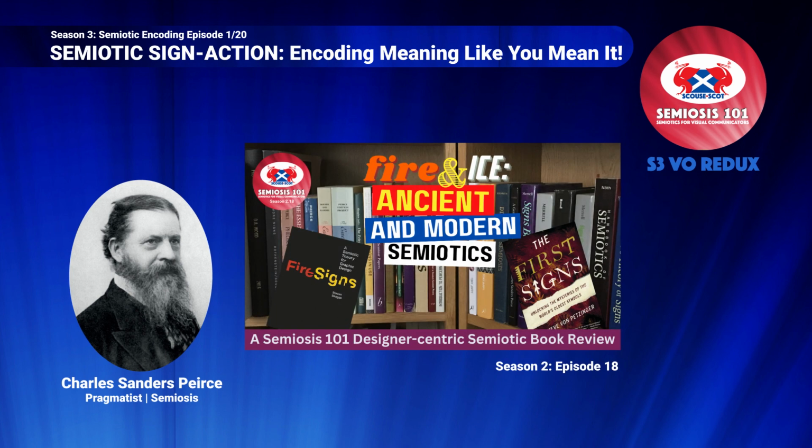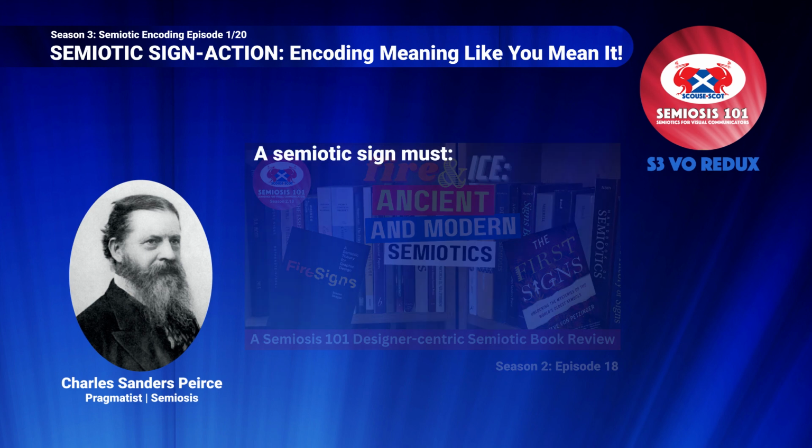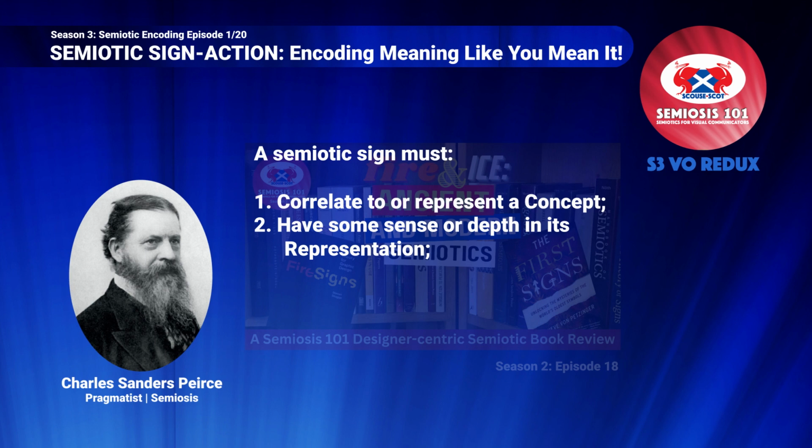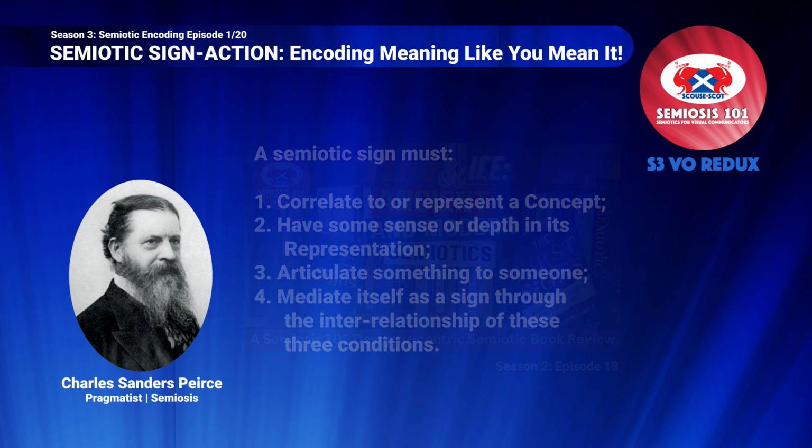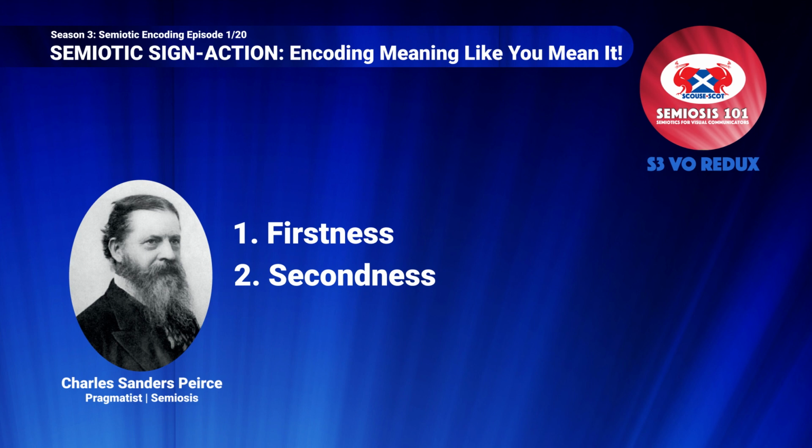So what are they? We covered 4 conditions that a semiotic sign had to encompass in Season 2, Episode 2.18. These were, very quickly, where a semiotic sign must correlate to or represent a concept, have some sense or depth in its representation, articulate something to someone, and mediate itself as a sign through the interrelationship of the 3 conditions. In Season 2, we discussed in depth with examples how the first 2 conditions can be met. In Season 3, we will now discuss the 3rd condition in the context of interpretation in order to semiotically encode meaning. To frame this, we re-enter Peirce's phenomenological states of firstness, secondness, thirdness.